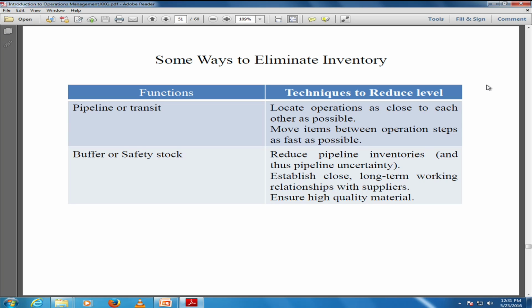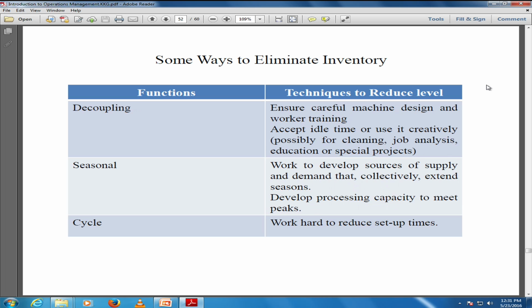Buffer or safety stock: reduce pipeline inventories, establish close long term working relationships with your suppliers, treat them as partners, and ensure high quality material so that your rejection becomes minimum. Decoupling: ensure careful machine design and worker training, accept idle time or use it creatively, possibly for cleaning, job analysis and other things, and of course apply line balancing techniques, which we have not incorporated in this course, but that is also an important thing. If you know line balancing, then you can get rid of this inventory for decoupling.